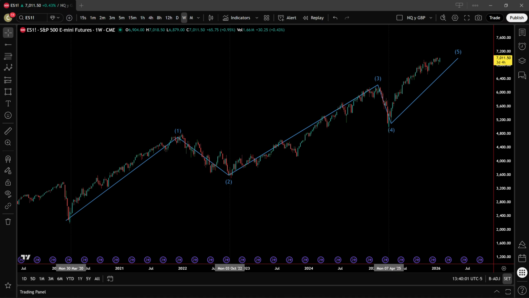Continuing with our macro outlook, it's essential to track risk correlations across the board. As euro to US dollar maintains its bullish structure, we notice a parallel move in the S&P 500 E-mini futures. This synchronicity signals a clear market sentiment, where risk-on appetite is driving both assets higher simultaneously.